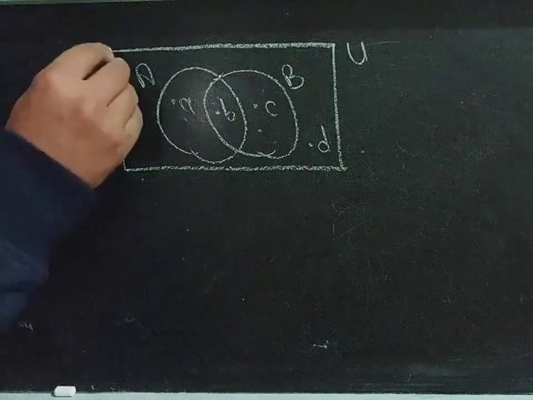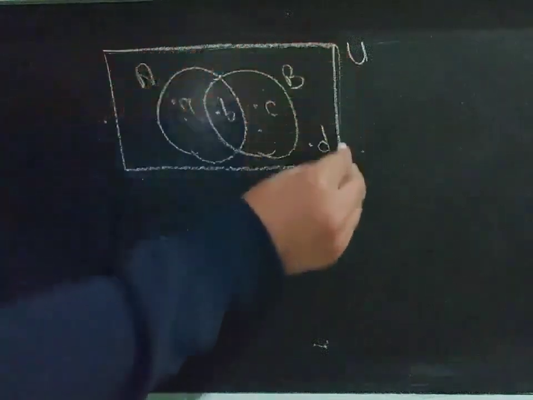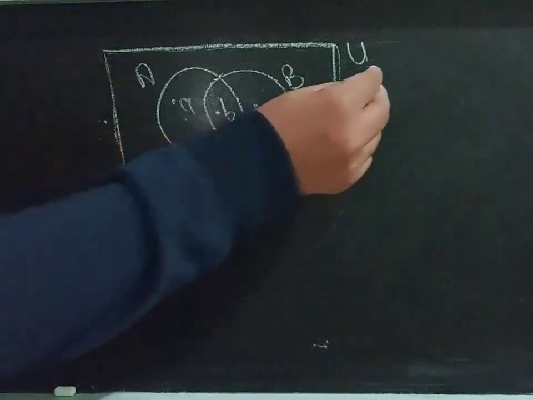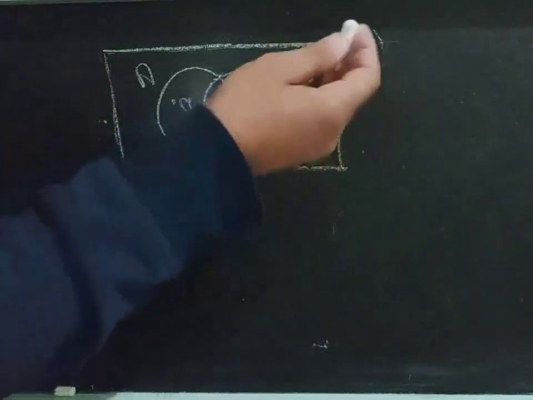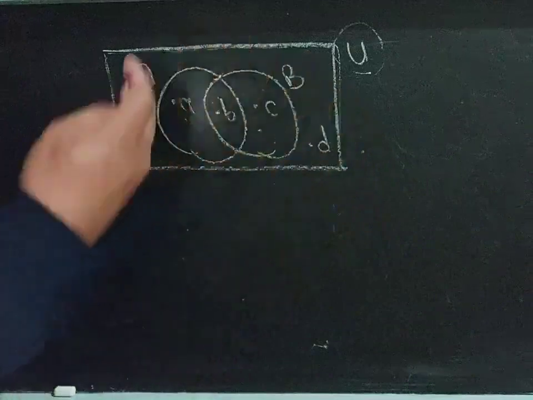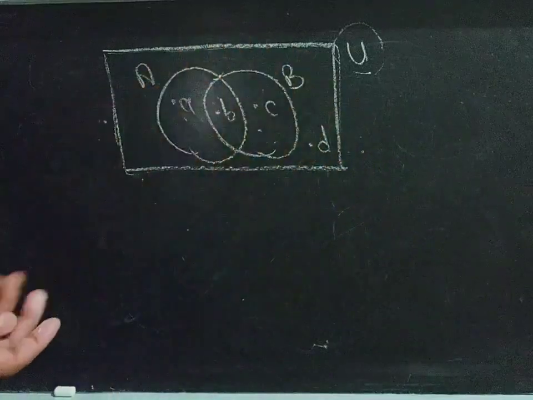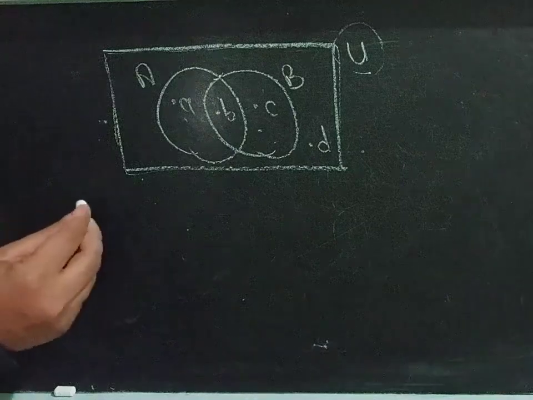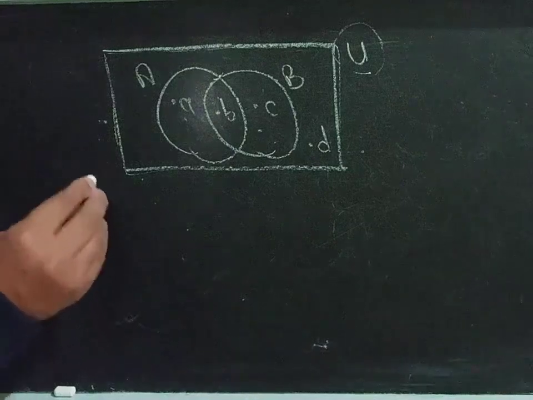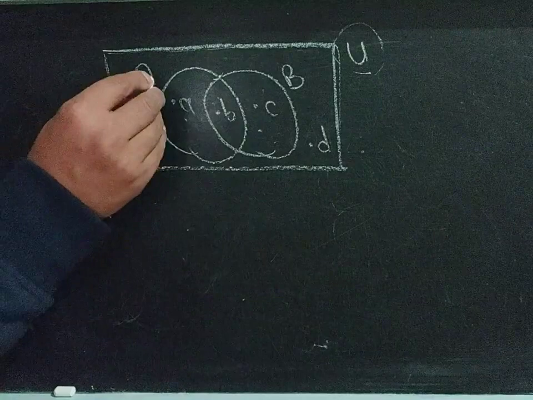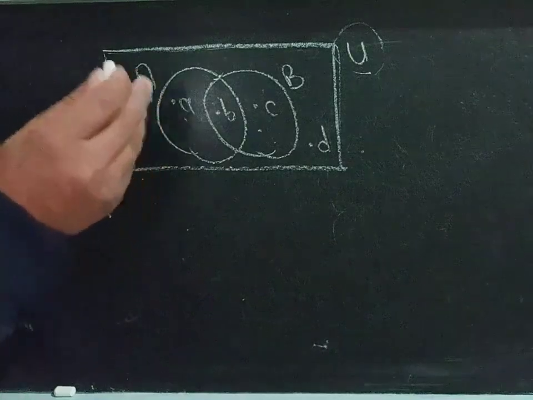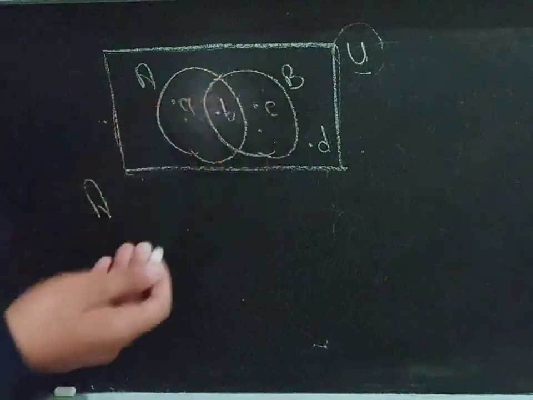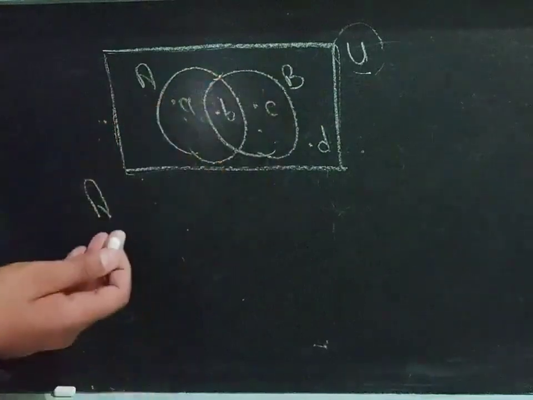So this set is called sample set or universal set. That's why I put the U. Universal set covers all those elements. So if I say I want to write the elements of A, B and universal separately, of course, in different parts.